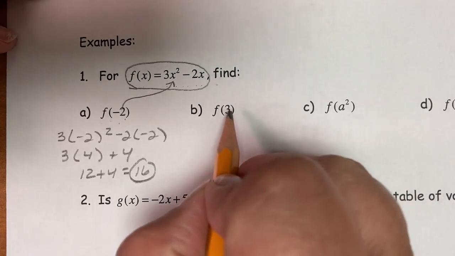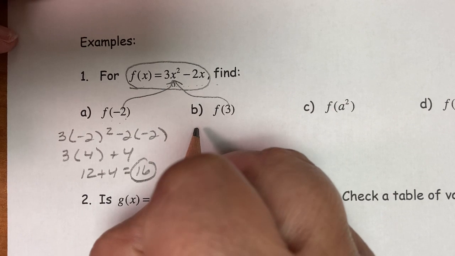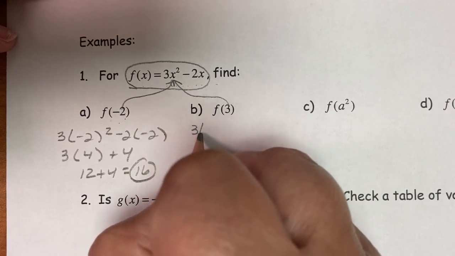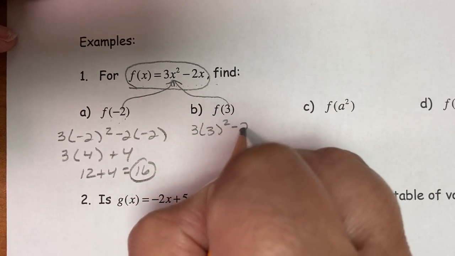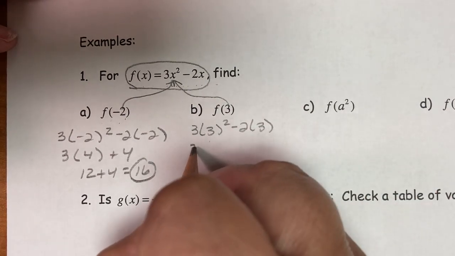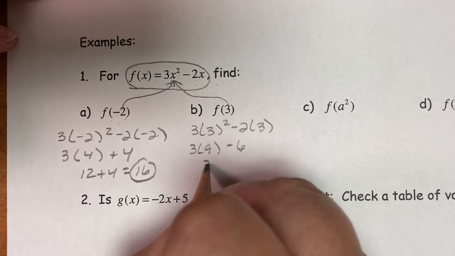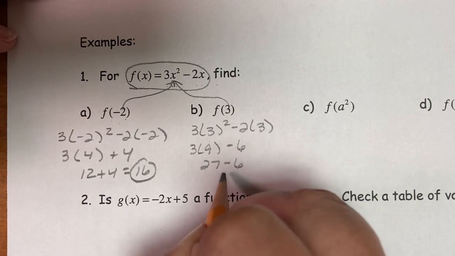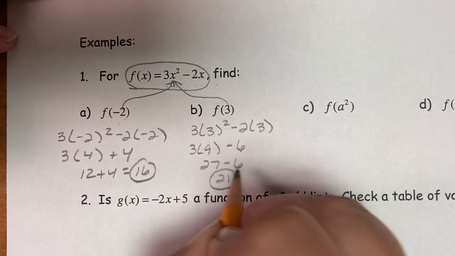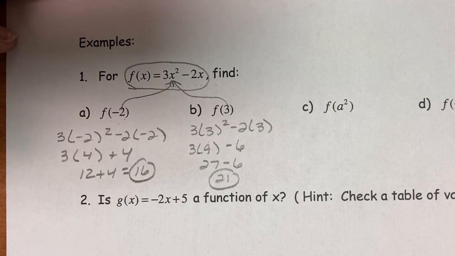How about f of 3? Well, how would I find f of 3? I would simply take the 3 and I'd plug it wherever I saw an x. So it would be 3 times 3 squared minus 2 times 3. Do your exponents first, so 3 times 9 minus 6, which is 27 minus 6, which is 21. Now you'll learn a lot more about function notation in other classes, but for right now, this is all you need to know.